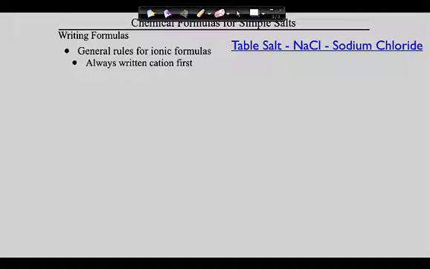Here's rule number 1. You need to write this down. When you write down chemical formulas, they are always written cation first. But guess what? You already knew that. How do I know that you already knew that? Because guys, you would never call table salt ClNa. Looks stupid, right? We know the table salt is NaCl, it's not ClNa. Why? Because it's always cation first, and sodium is the cation. ClNa just looks stupid because that's anion first.